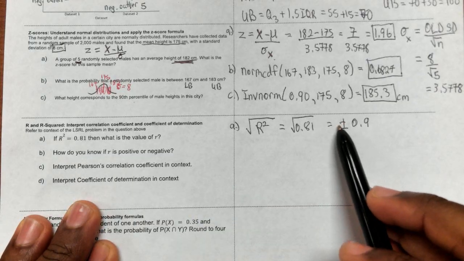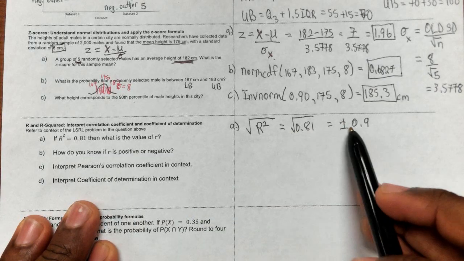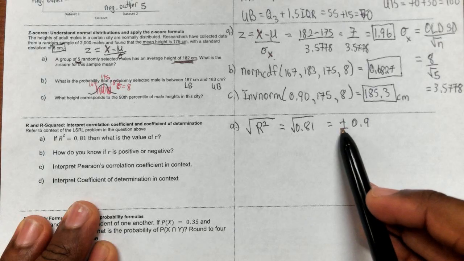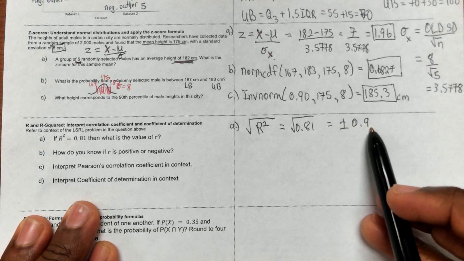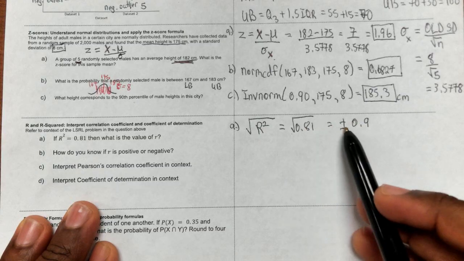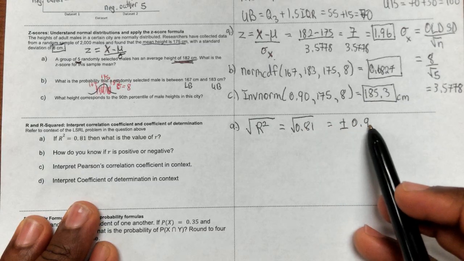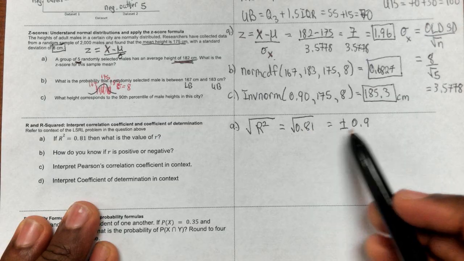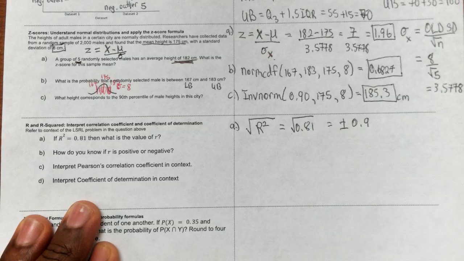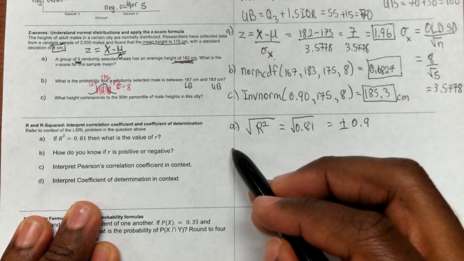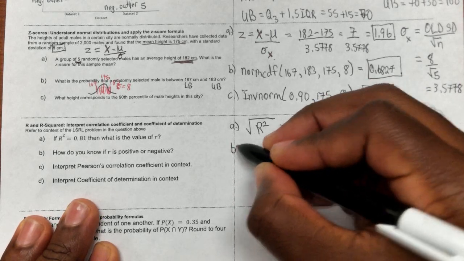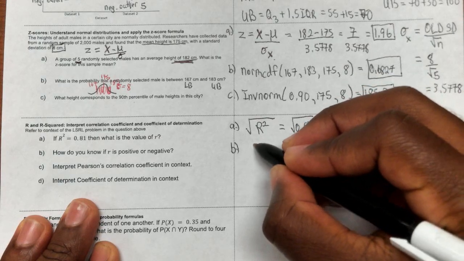I use the plus or minus here because when you take the square root of a number, that number could be positive or negative, because positive 0.9 times positive 0.9 is still 0.81 and negative 0.9 multiplied by negative 0.9 is still 0.81. That's why we have the plus or minus. So now we need to decipher if our r value is positive or negative. To do that, you need to look at the slope.